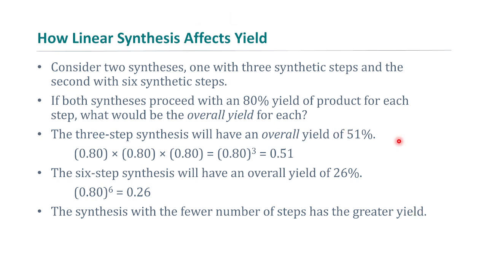And so here we see a bit of an example. We'll consider two syntheses, one with 3 synthetic steps and the other one with 6 synthetic steps. Both syntheses got 80% yield for each step. What would be the overall yield for these? The 3 steps would be 0.8 to the third power, or 0.8 times 0.8 times 0.8, which is 0.51, 51%. If we did a 6-step synthesis and every time it was 80%, we would get 0.8 to the 6th power, and that would be 26%. And so fewer steps greatly helps us out here.